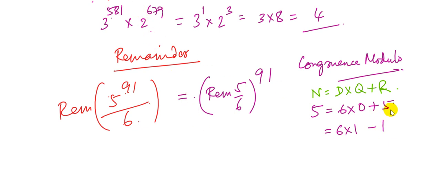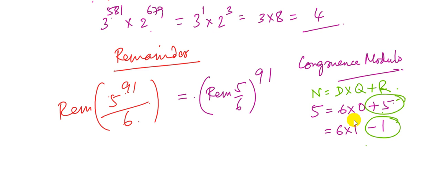Now, in your school you have been taught the first one, you have not been taught the second one, but the second one is actually more important. This is more powerful. So, if I use the first one, my remainder is 5. If I use the second one, my remainder is minus 1. So, this is called negative remainder.